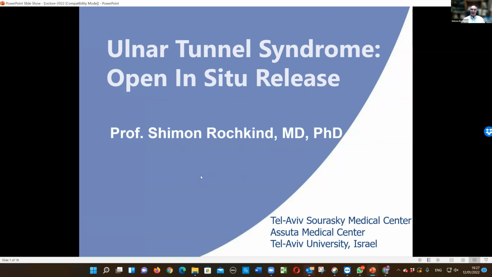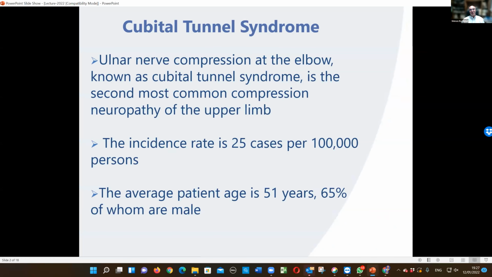The issue of this presentation is open in situ release techniques and discussion regarding advantages and maybe disadvantages of these techniques, and especially meta-analysis in comparison with anterior transposition.